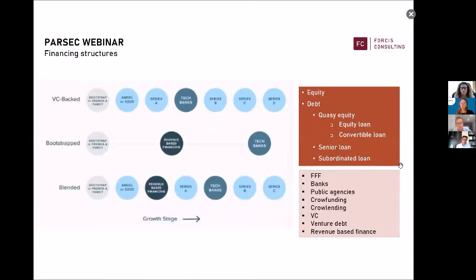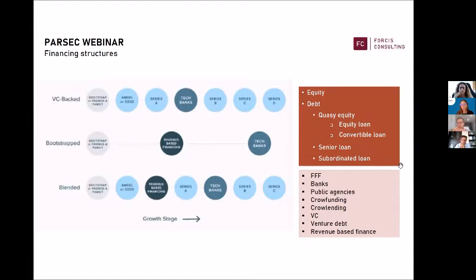Okay, in terms of structure, we can find basically two: the first is equity, and the other is debt. Equity is the normal way to fund seed capital and the beginning of companies, and depending on the evolution, the companies could raise debt. In terms of debt, we can find quasi equity, which is an equity loan or a convertible loan, structured as a loan, but the lender can convert the loan into equity depending on some issues or milestones defined by the management team.